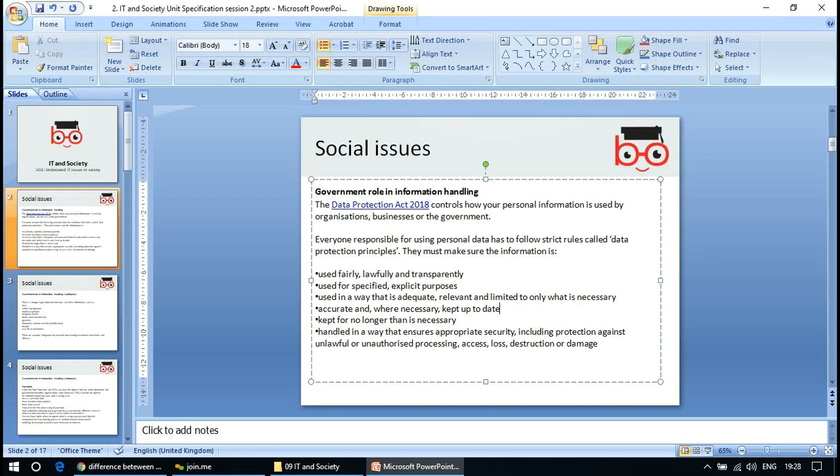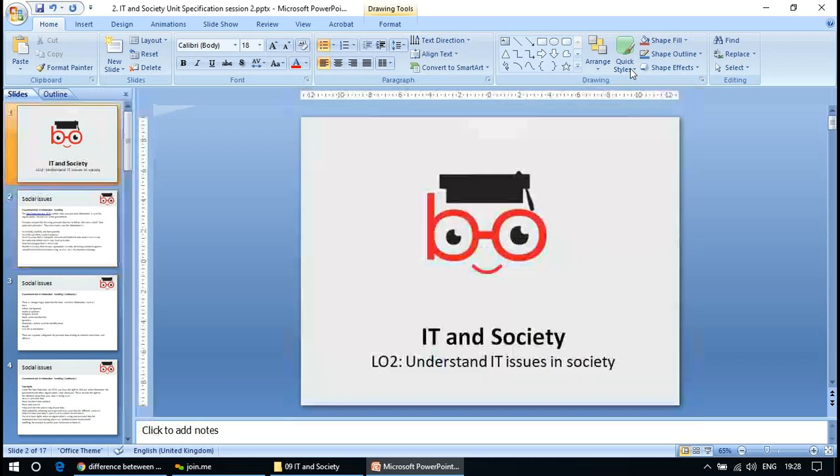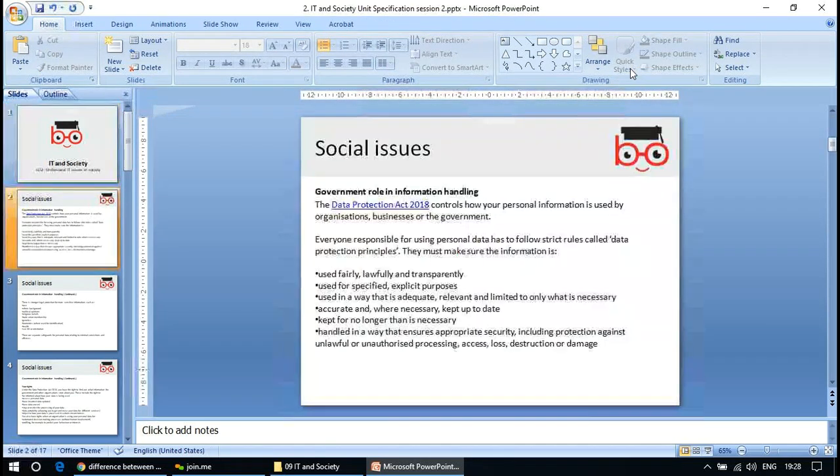So, kept for no longer than is necessary, like you said, the new instructions say something like that: handled in a way that ensures appropriate security, including protection against unlawful or unauthorized processing, access, loss, destruction, or damage.